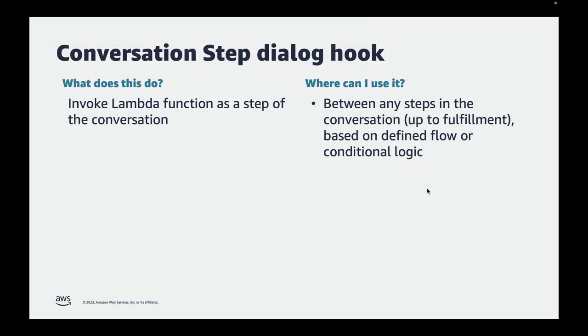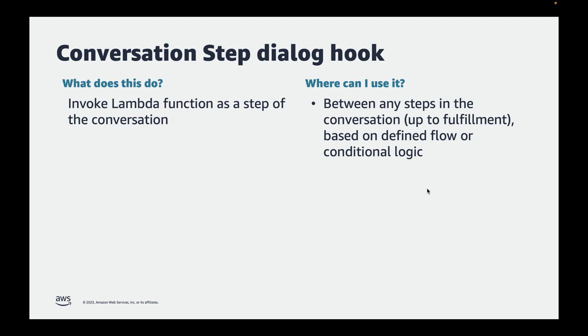I see a question for what a dialogue code hook is. So a dialogue code hook is just a call to your Lambda. So the code hooks are the connections between your bot and your Lambda. So the dialogue code hook happens as part of the conversation, as part of the dialogue, and the fulfillment happens in that final step.